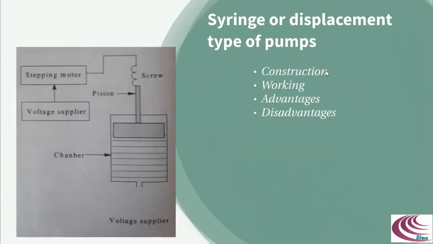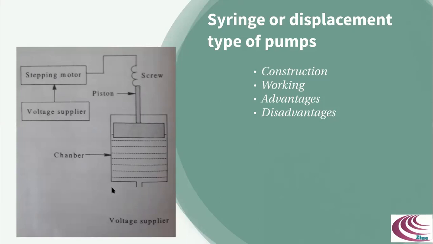Then in case of syringe type or displacement type of pumps, as you are observing in the figure, this is a chamber, this is a piston, this is a screw, this is a stepping motor, this is a voltage supplier. In displacement type of pumps, a piston or a plunger inside the chamber can move to and fro with the help of a screw drive feed connected to a stepping motor.